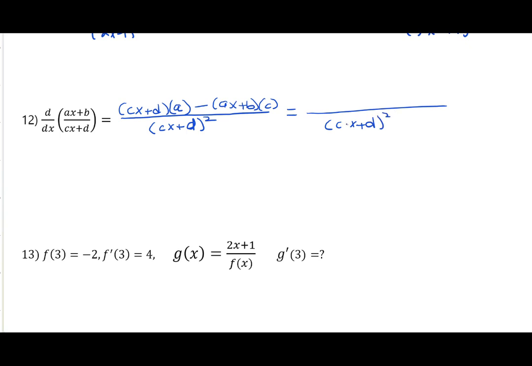So on the top we have a times c times x plus ad minus axc, so that's a times c times x, so minus acx, and then the minus sign, so negative b times c, so negative bc. And notice that the first and the third terms, they cancel, so we're going to be left with ad minus bc all over cx plus d quantity squared at the bottom.